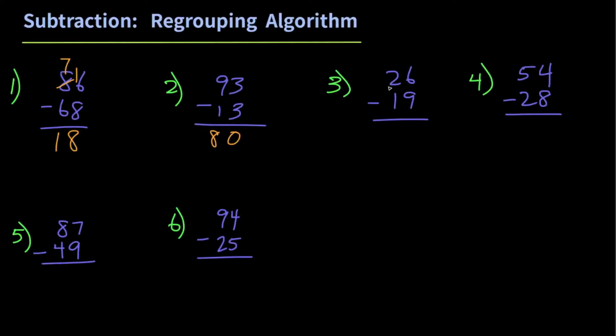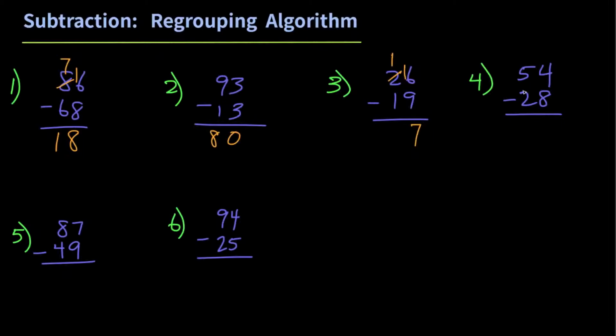Number 3, 26 minus 19. So we look at the ones. 6 minus 9. 9 is too much, so we need to borrow from the next place value. So if we borrow 1 from here, we add 10 to the next place value. So we now have 16 minus 9 for 7. 1 minus 1 is 0, but we don't put a 0 out in front. So the result is 7.